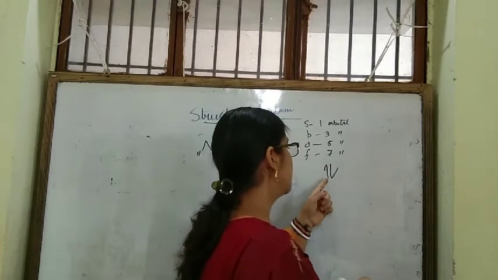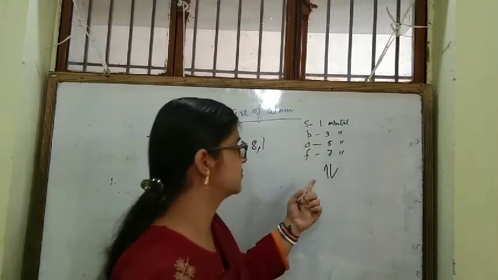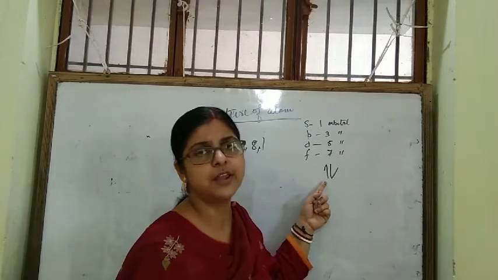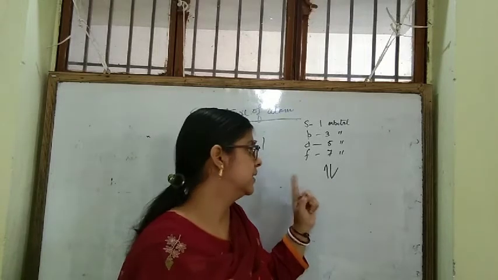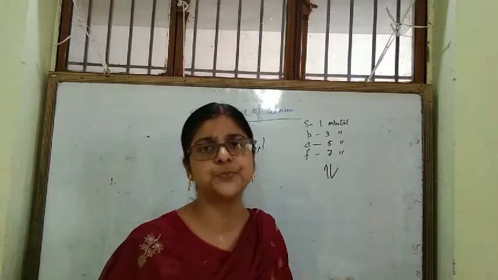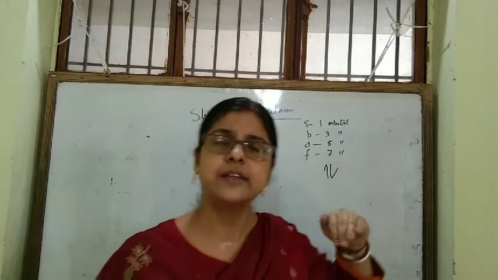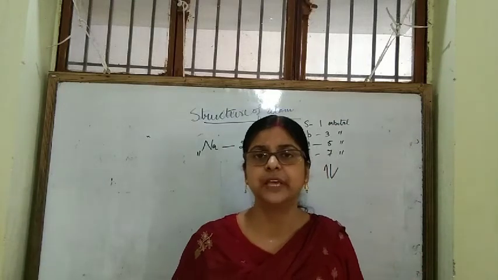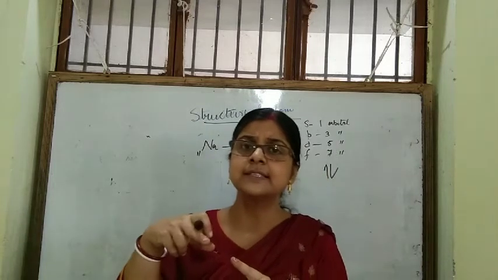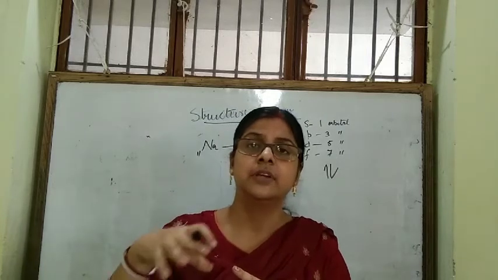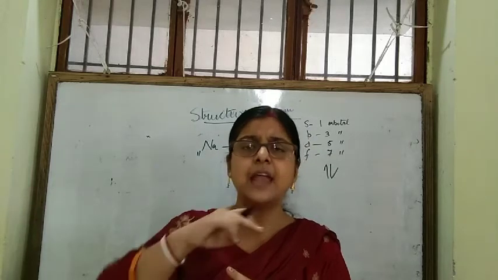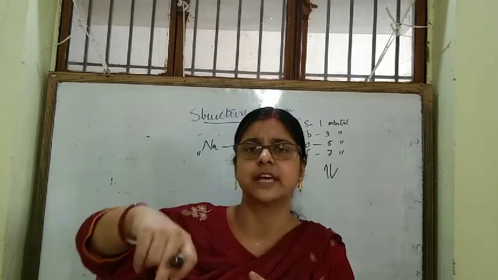This arrow, half arrow or full arrow, is also sometimes written for a single electron. I will explain this in quantum numbers. The upside arrow means the electron spins in clockwise direction and the downside arrow means the electron spins in anti-clockwise direction. You know, in an atom, at the center in the nucleus, proton and neutron are present and the electron revolves around it in a circular path.